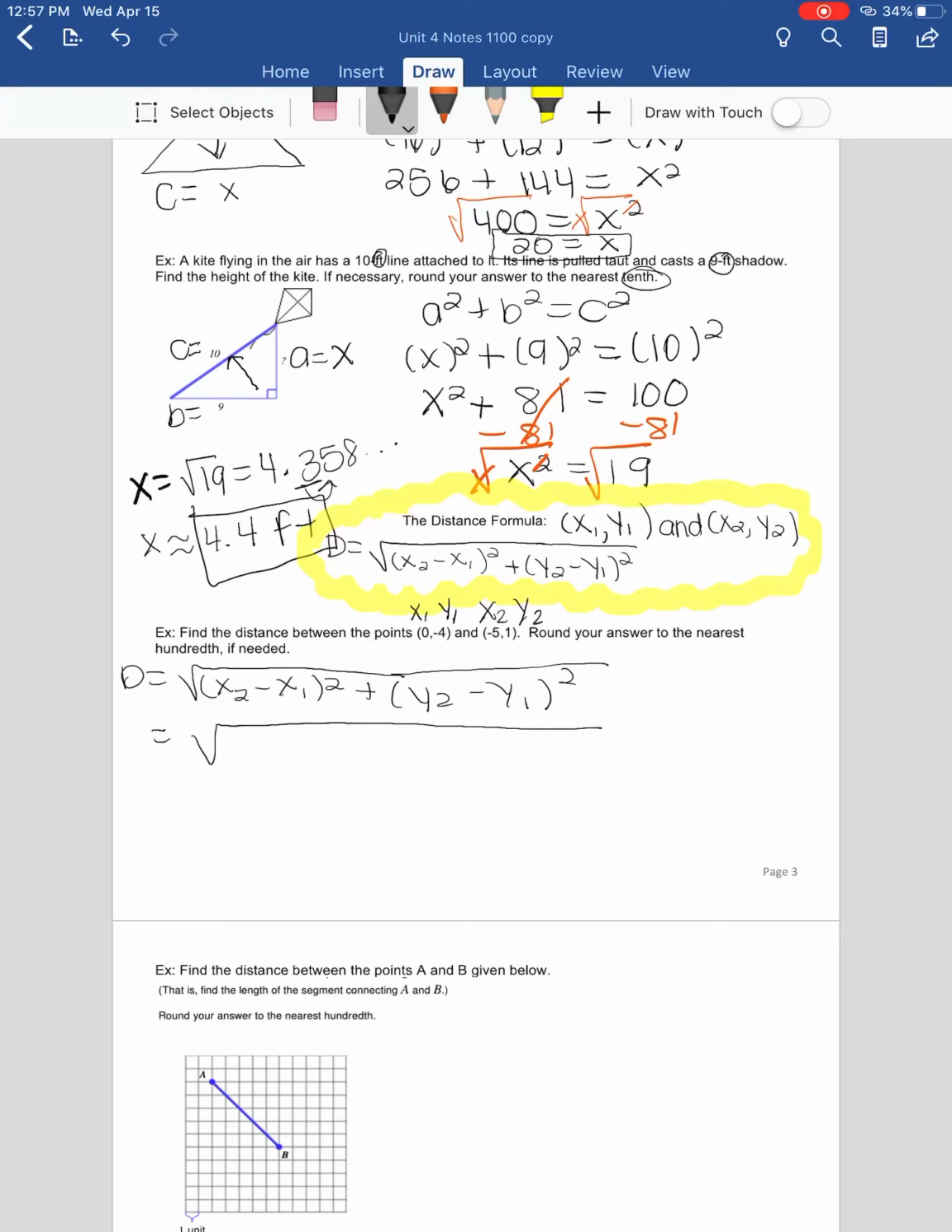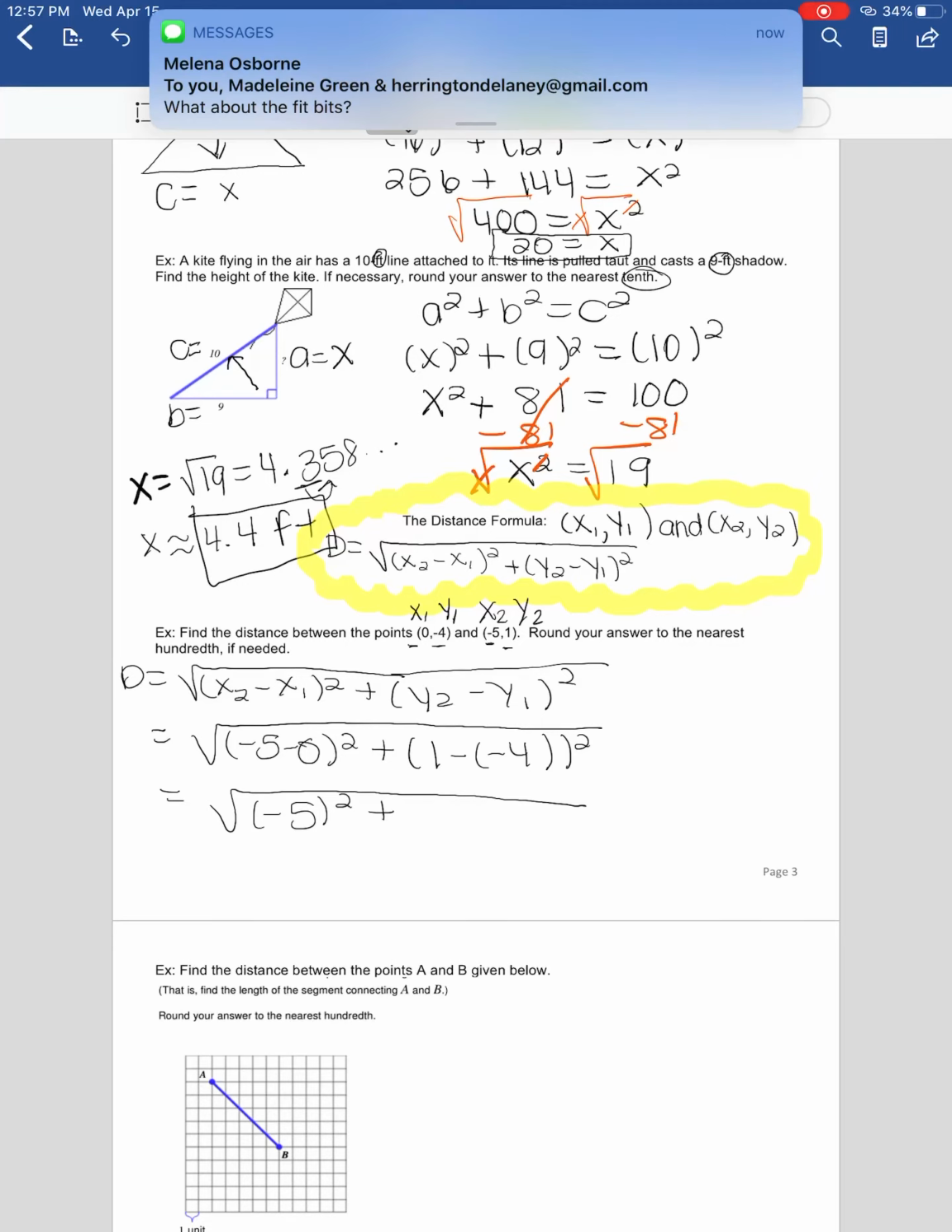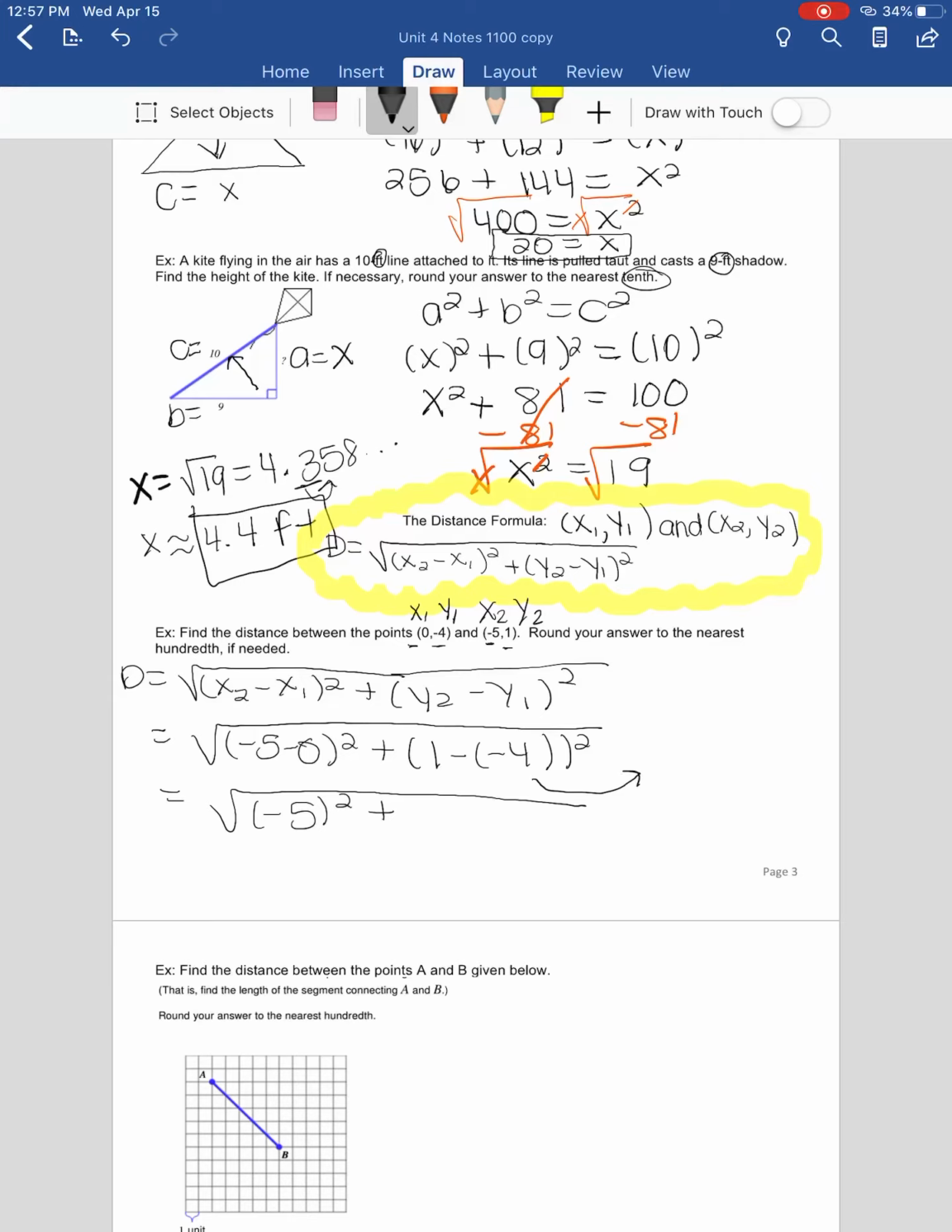So the square root, now plugging in our values. X2 we said was -5, minus x1 we said was 0, squared, plus y2 we said is +1, minus y1, which we said was -4, squared. So the square root, we have -5 minus 0, which is -5, squared, plus 1 minus -4. If this helps you, remember 2 negatives make a positive, so it's really 1 plus 4, which will be 5 squared.